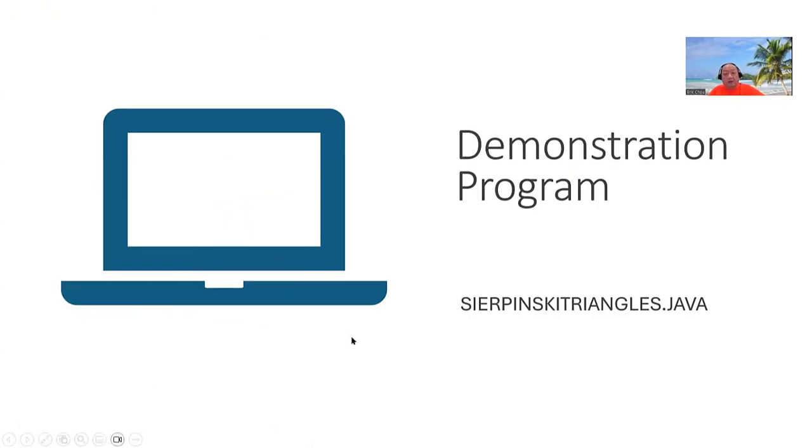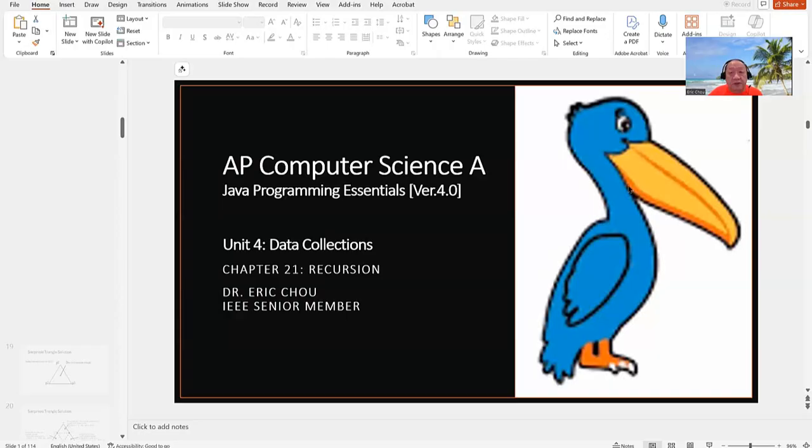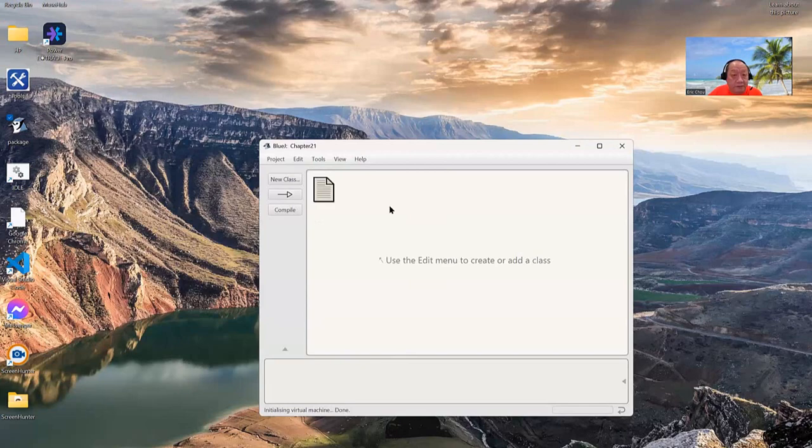Right here, we do not go into the detail of SierpinskiTriangle.java. You can download the code from the internet, okay? So now we go into the basic recursion. We want to look at the recursion first. But before we go into recursion, let's look at the normal for loop.